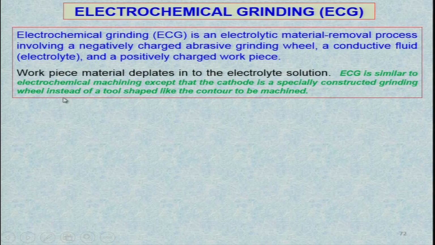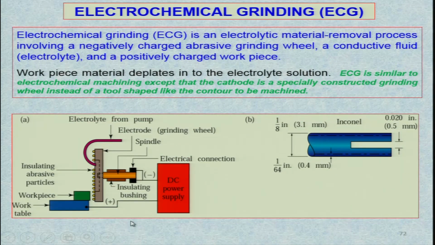ECG is similar to electrochemical machining, except that the cathode is a specially constructed grinding wheel instead of a tool shaped like the contour to be machined. So, that grinding wheel, which itself acts as a cutting tool, is bonded with metals or electrically conducting material, and abrasive particles are embedded in the grinding wheel. As you can see over here, a very simple schematic diagram is given. This is the grinding wheel, and these are the protruded abrasive particles embedded in the grinding wheel.